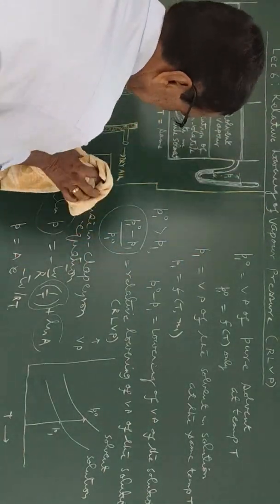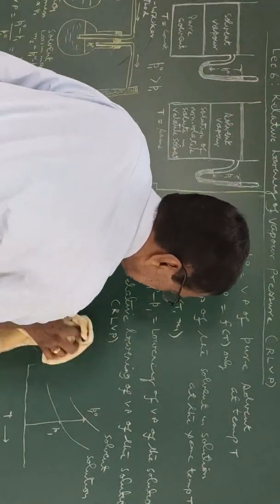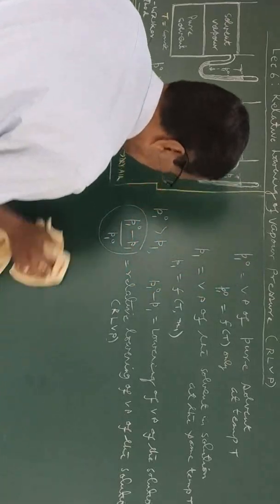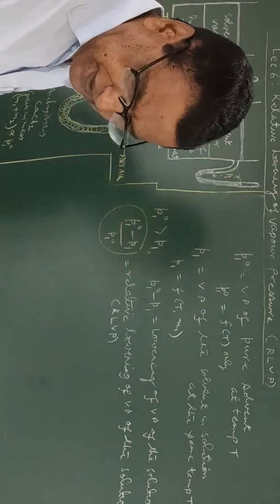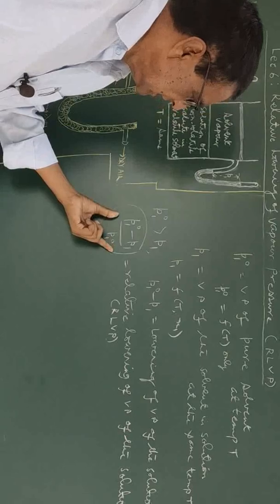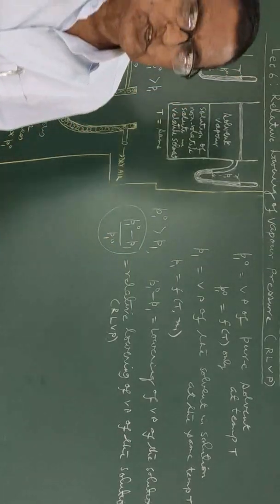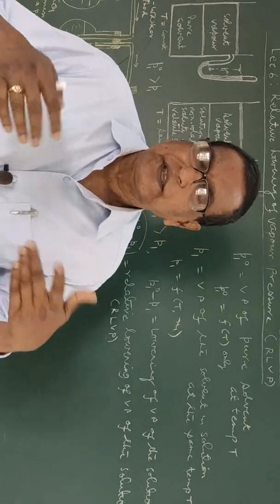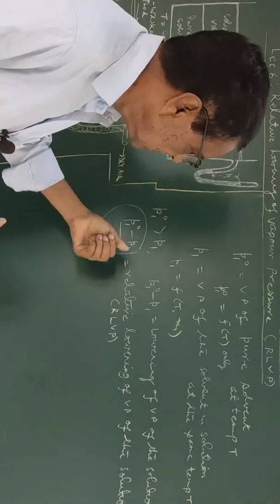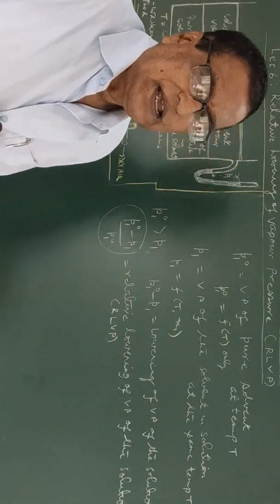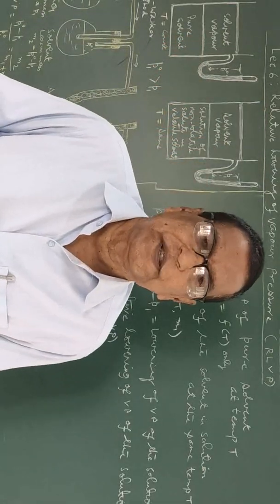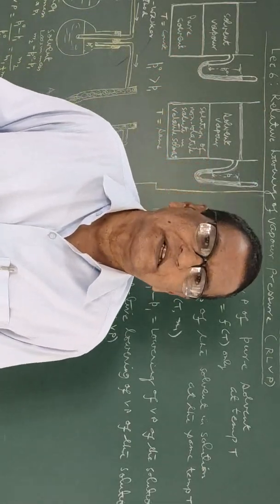So this colligative property, relative lowering of vapor pressure, naturally depends on the concentration of the solution. Here the concentration is expressed in terms of the mole fraction of the solute.